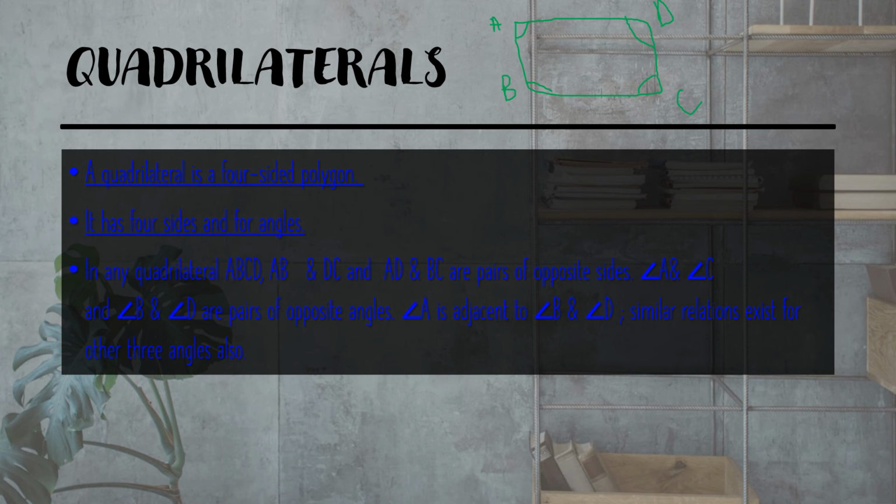In a quadrilateral ABCD, AB and DC, also AD and BC are the pairs of opposite sides. So AD is opposite to BC and AB is opposite to DC. So this side is opposite to this side and this side is opposite to this side. Also, angle A will be opposite to angle C and angle B would be opposite to angle D.